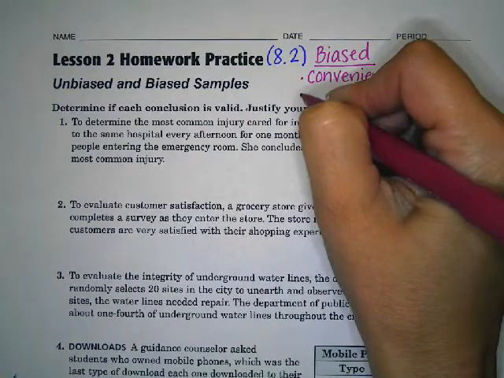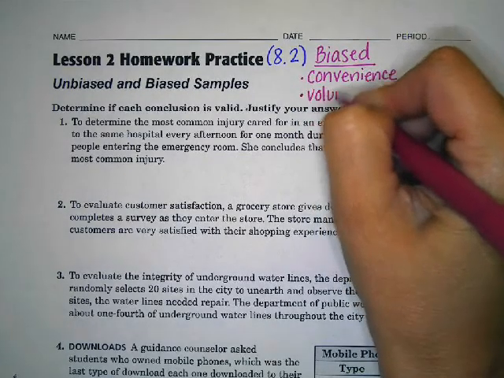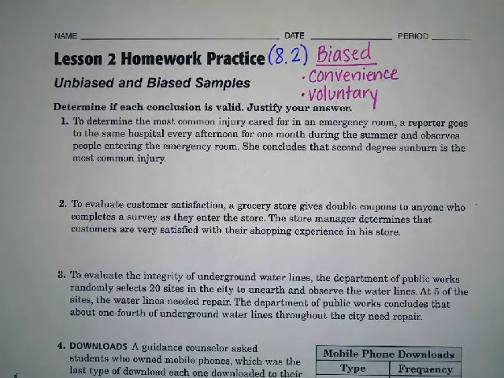A voluntary sample. A voluntary sample is only certain people are being sampled and other people are being left out, or maybe they don't have any real desire to do the sample, and so they're not going to be participating. So a voluntary sample is the other bias.